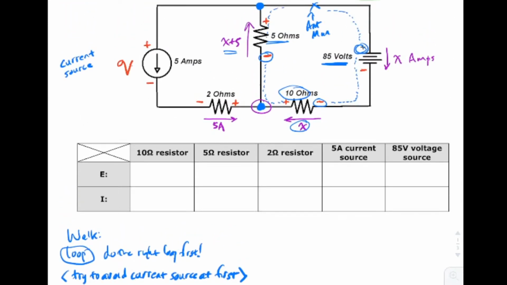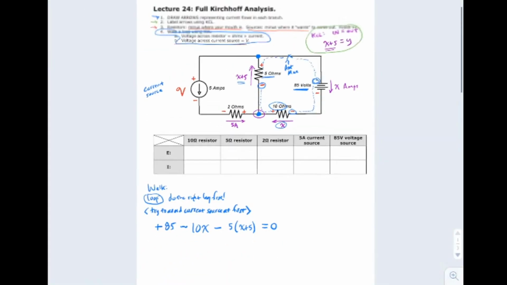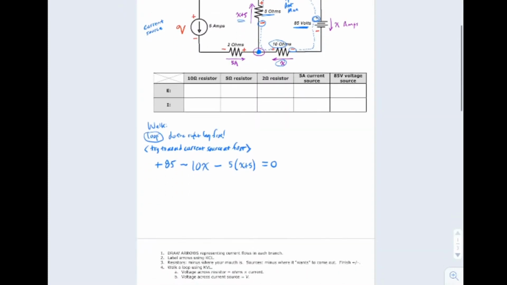Come around, come around. I get back to where I started. As soon as you're back to where you started, you finish your equation by saying equals 0. So there, we walked a little loop. Starting here, we went around, we wrote our ups and downs for voltage. And we got that nice equation, which we can solve.